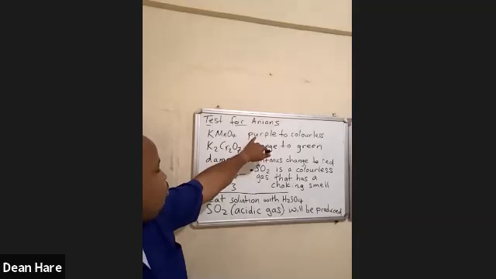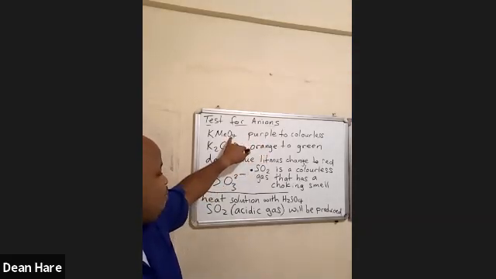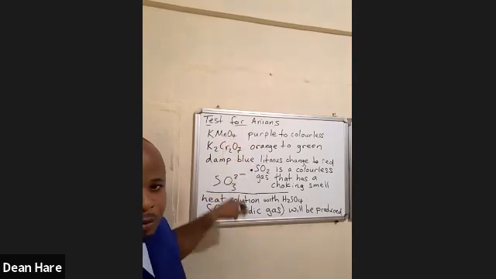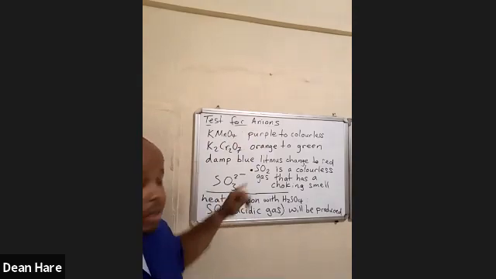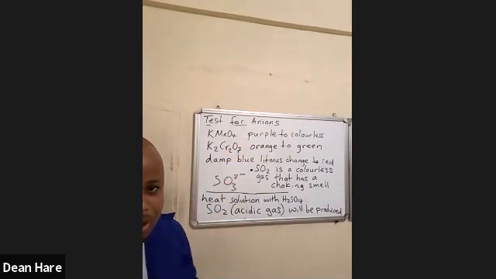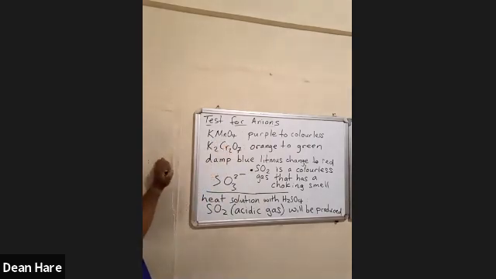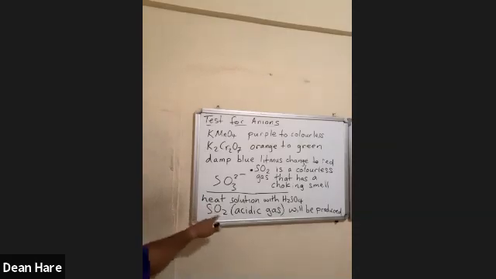When you say bubble, what do you mean? So we would pass the gas, the SO2, through potassium permanganate. We would set it up so that when the gas is produced, it will go into a solution of the KMnO4. If it changes from purple to colorless, then we know that we have SO2 for sure.